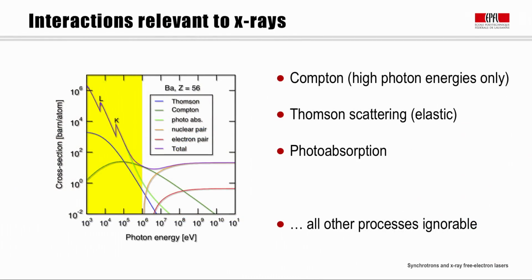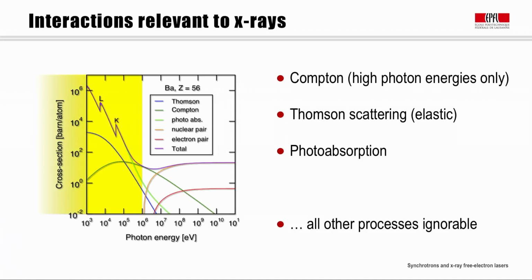So which processes should we consider when discussing the interaction of X-rays with matter? Nuclear and pair production only begin to dominate at photon energies above the highest presently available synchrotron facilities, the top end of which is shown by the yellow block here. As a consequence, these can be entirely ignored. This leaves only Thomson and Compton scattering and photoabsorption.